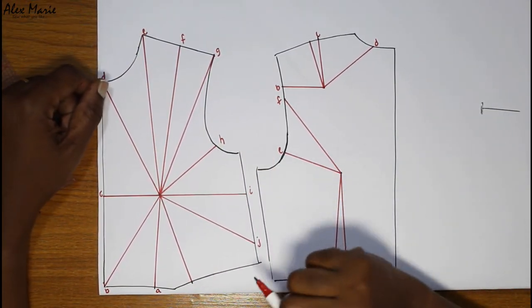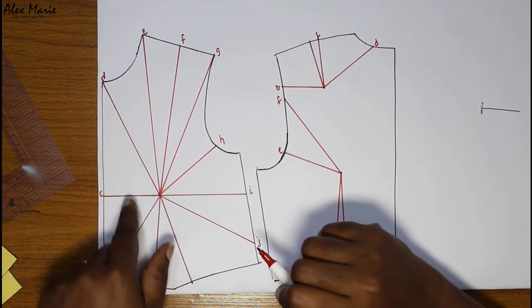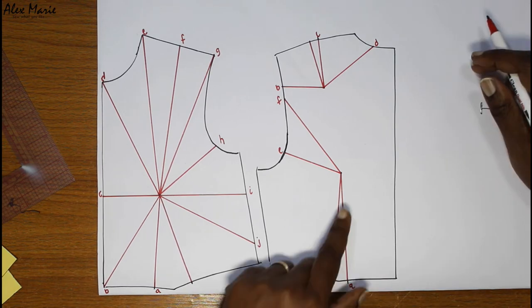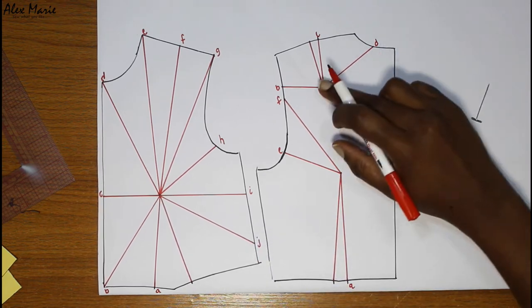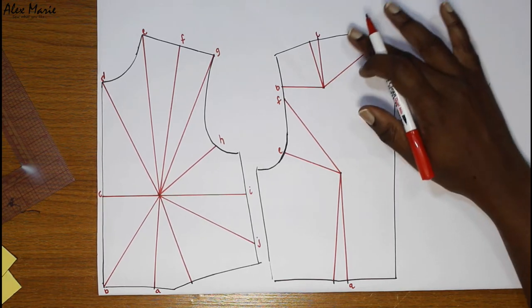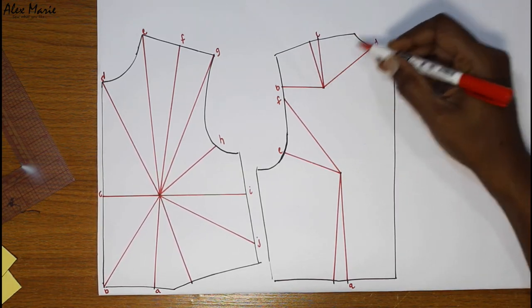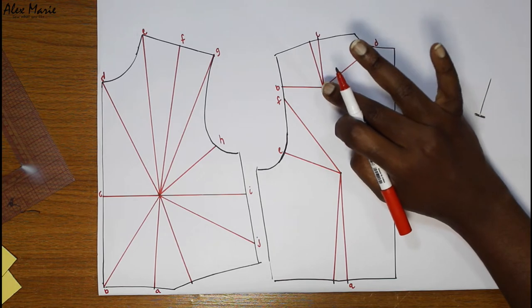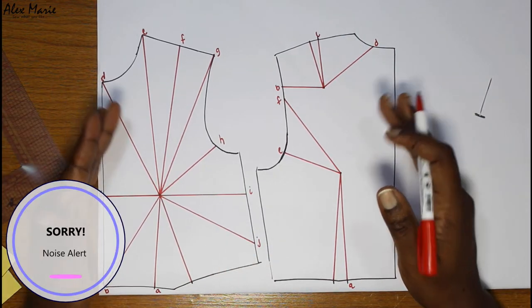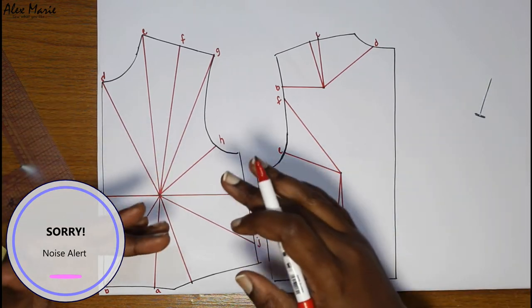But the key thing I want you to notice is that they all originate from the apex on the front, the apex at the back and the apex here at the shoulder. So that's the important thing. No matter where you decide to move it for whatever reason, always remember where it originates from. So when you know your classic dart positions, we can now go into how to move your dart.